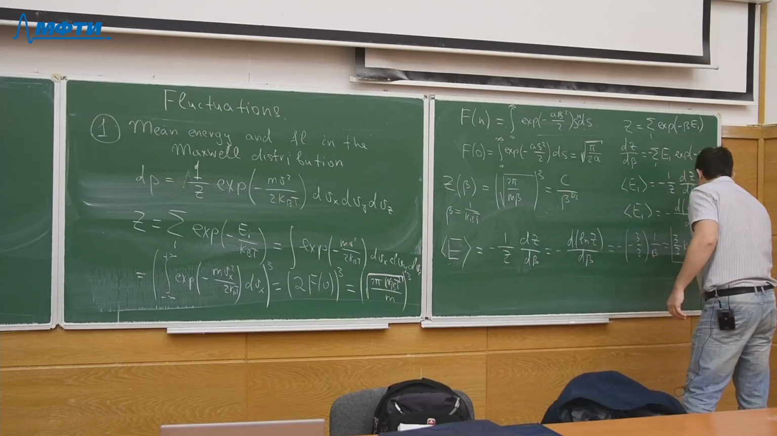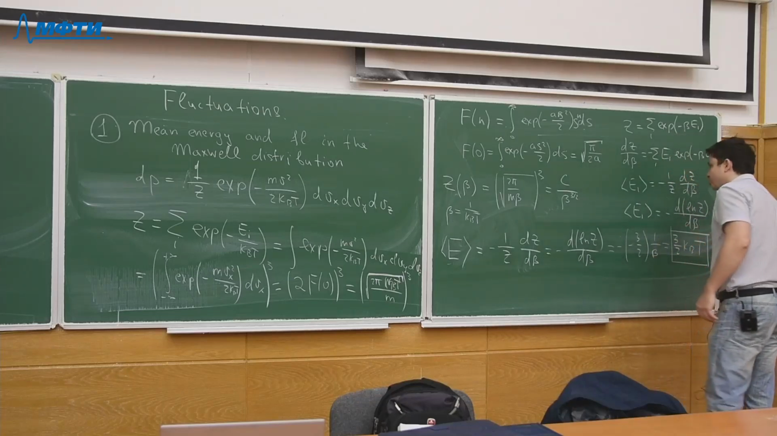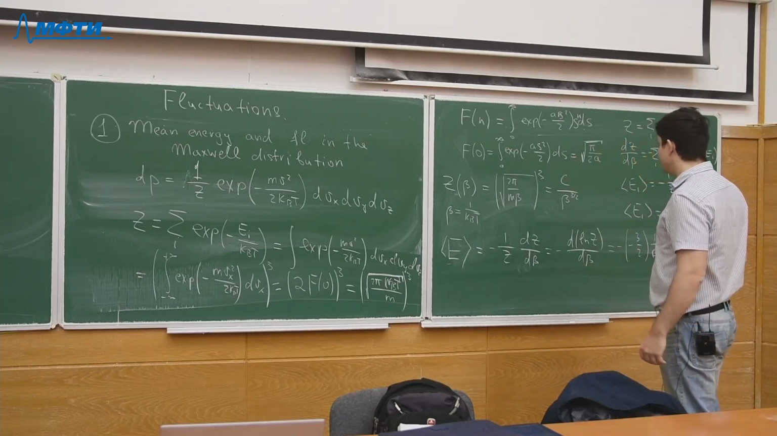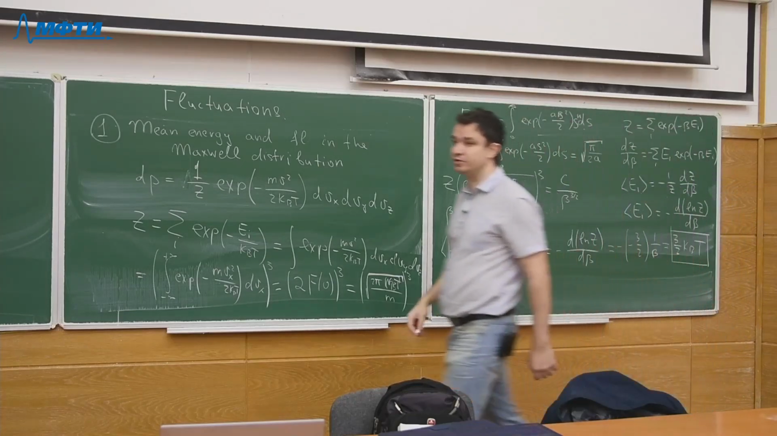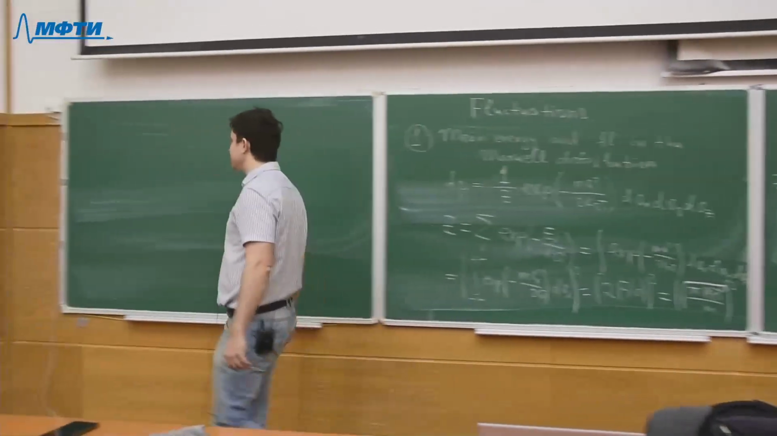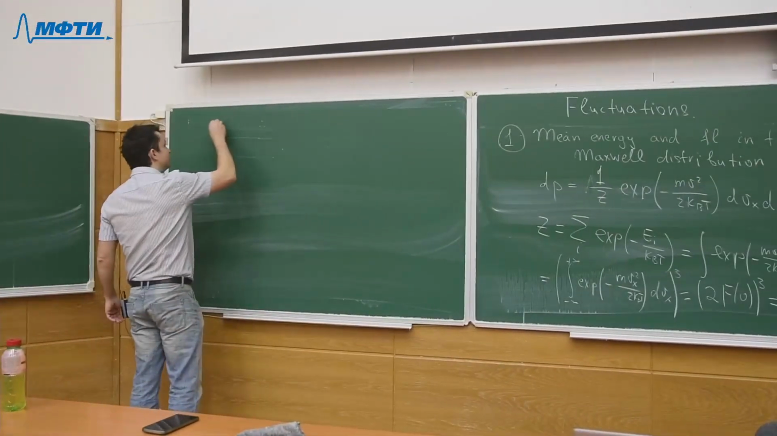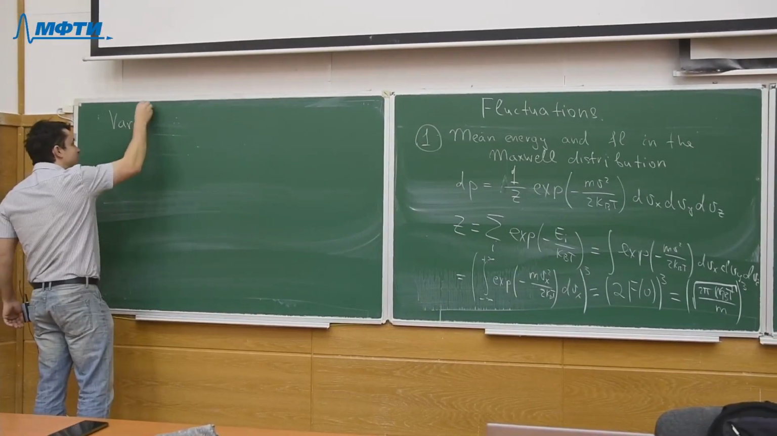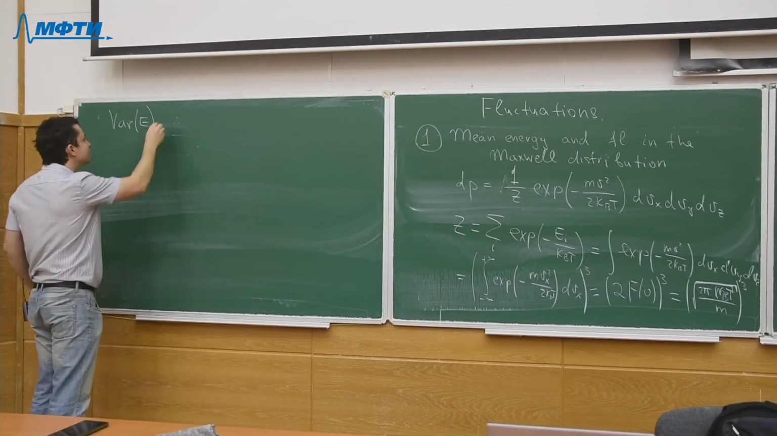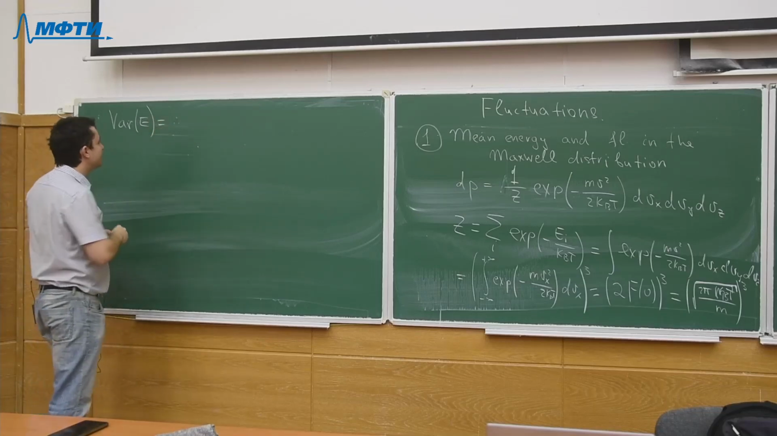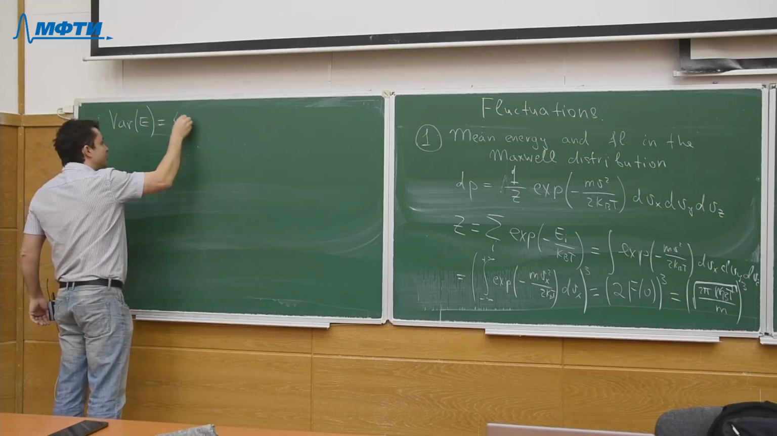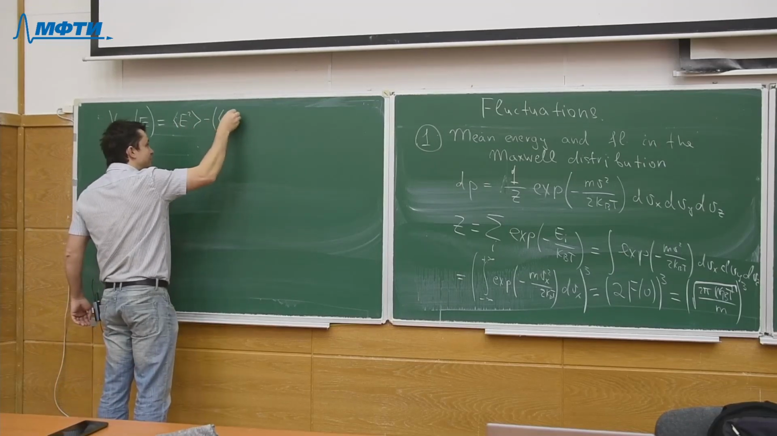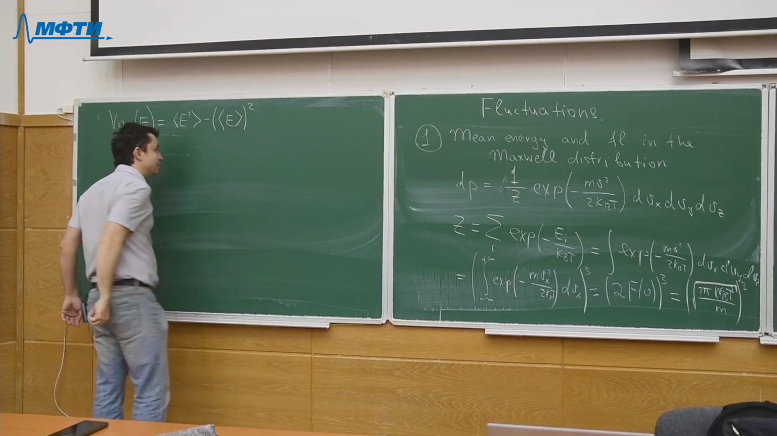Okay, so that's not the end actually, because we need also to determine the fluctuations of this energy, or the variance of this energy. So I'm going to go to the next blackboard here. So the variance of energy E should be, by definition, the average of E squared minus the average energy squared.